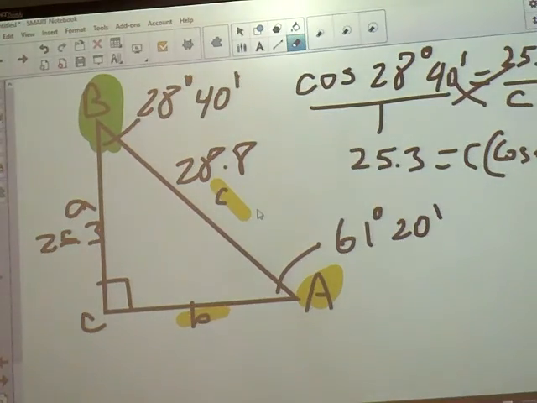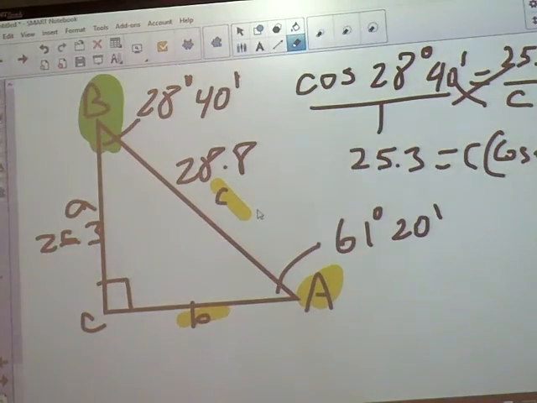Side B, from angle B, is opposite, right? So I got opposite and adjacent, which means I'm doing the tangent of angle B. Tangent of 28 degrees and 40 minutes is equal to opposite over adjacent. Now this one's a little bit quicker to solve because your variable's on top. So your variable's being divided by 25.3. To undo that, you just multiply by 25.3. So our B is going to equal whatever 25.3 times the tangent of 28 degrees and 40 minutes is.